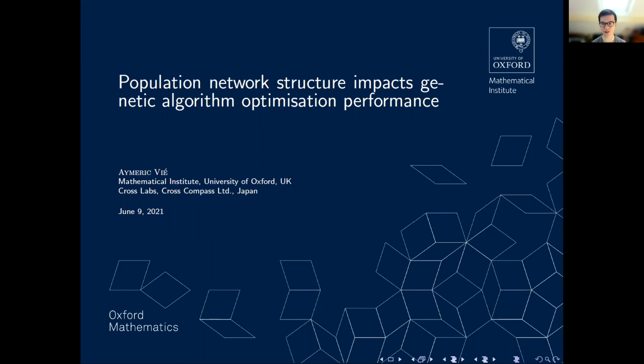I am doing my PhD in mathematics in Oxford, and I'm also working in artificial life in Cross Labs, Japan. And here I am presenting you my research titled Population Network Structure Impacts Genetic Algorithm Optimization Performance, in which I am looking at what happens when we change the structure of the population inside the genetic algorithm, instead of having the standard complete one that we all know.